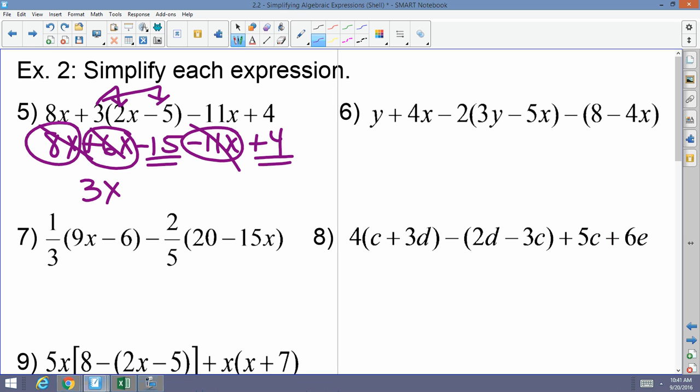Why do I do that? So that way I know it's done. I'm trying to help myself. I don't want to go back and trip myself up over carelessness. And then what's negative 15 plus 4, my brothers? Negative 11. You darn skippy.